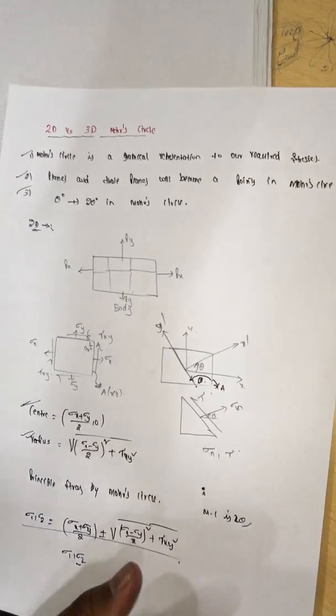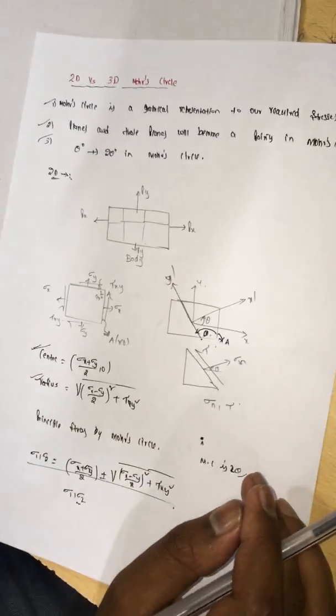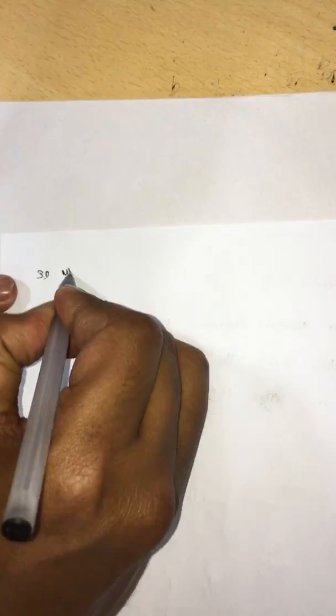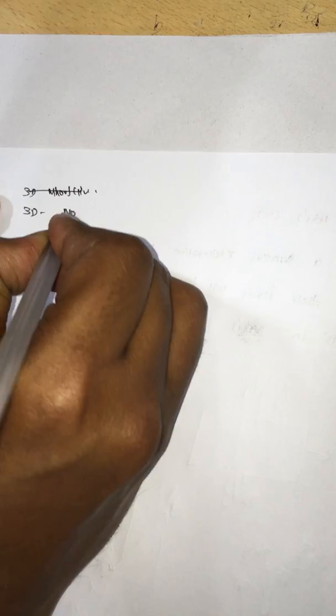You can follow. Now I am going to discuss how to construct a 3D Mohr circle. Okay, let us see here. If you take a 3D Mohr circle, 3D.